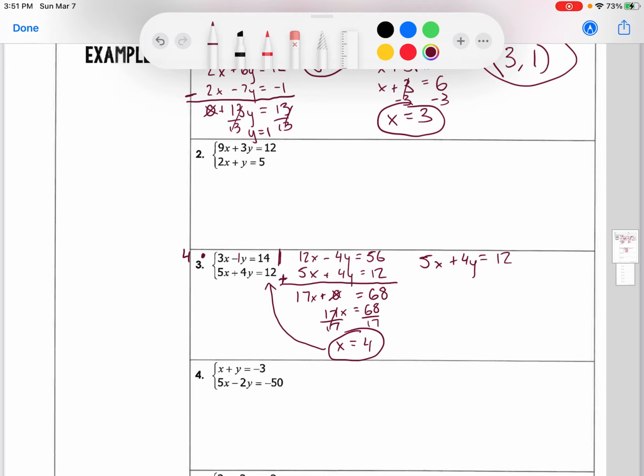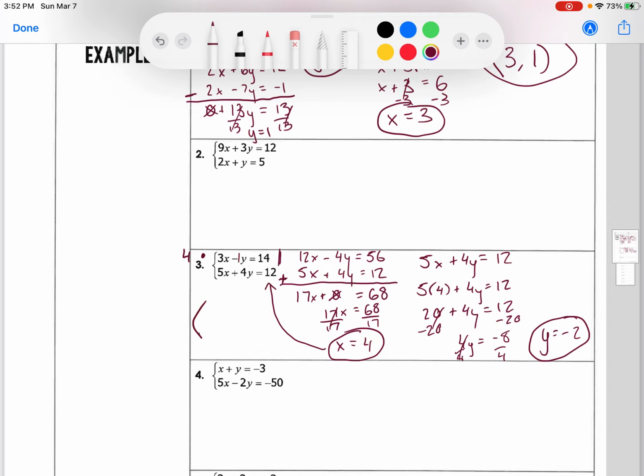So I'm going to rewrite my original equation, 5x plus 4y equals 12, and then I'm going to plug in that value. So 5 times x, or 5 times 4, plus 4y is going to equal 12. 5 times 4 is 20, so 20 plus 4y equals 12. Subtract 20 from both sides. I'm left with 4y equals negative 8. And if I divide each of those sides by 4, I'm going to be left with y equals negative 2.